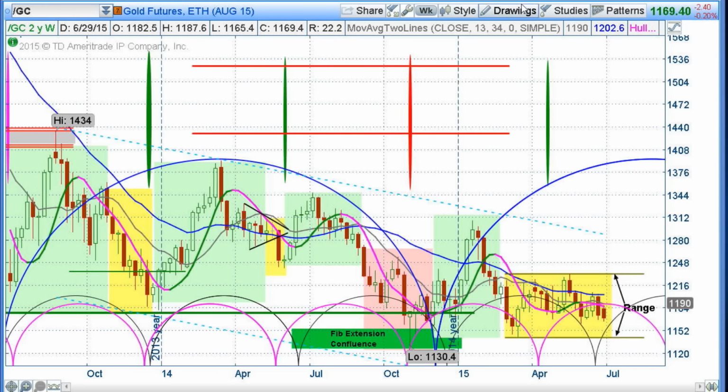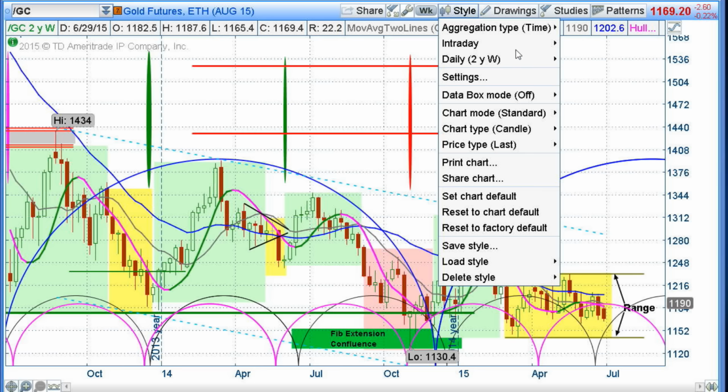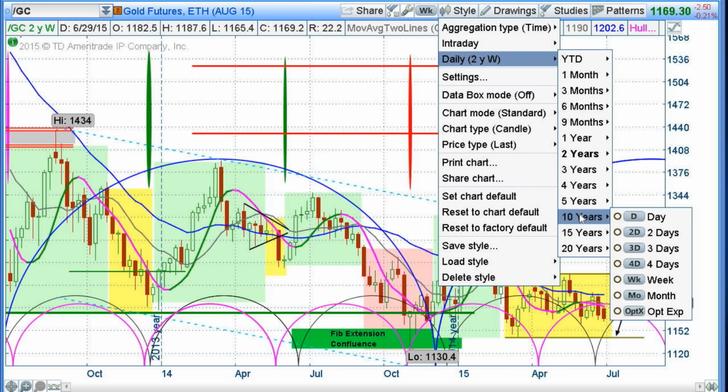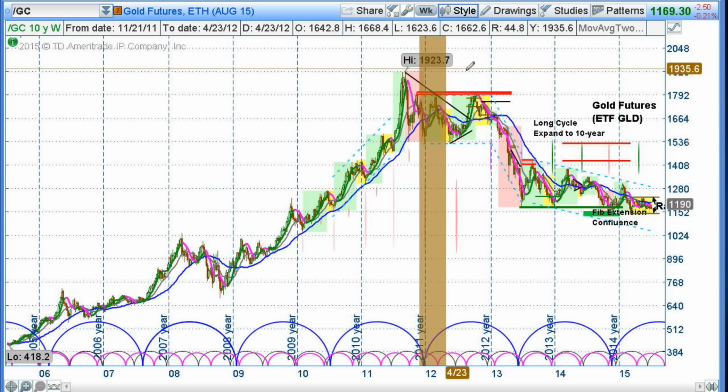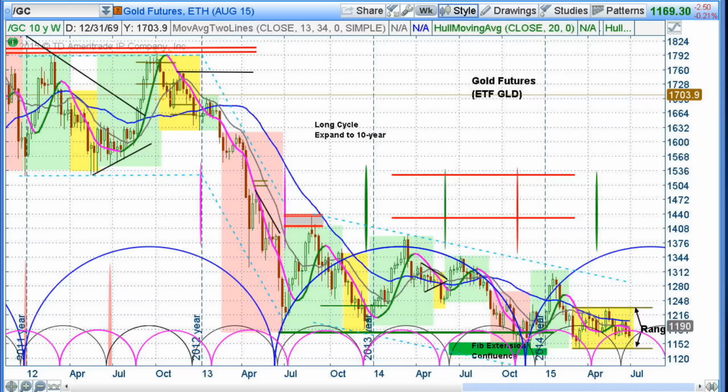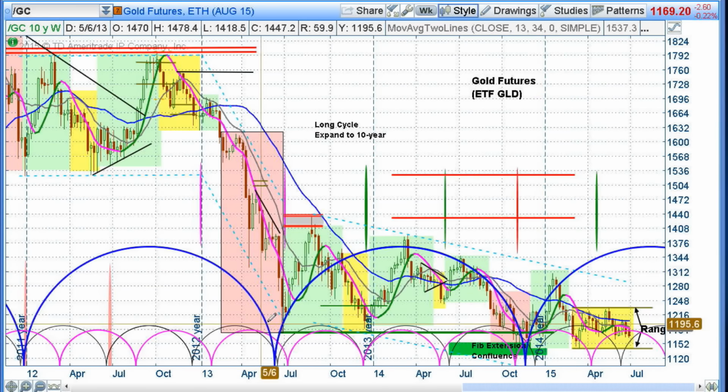I want to move out on here as we look at this to a longer chart. Let's look at a 10-year weekly chart. And I'm not really doing a big picture analysis in here, but just showing you these cyclical patterns on these bigger ones.